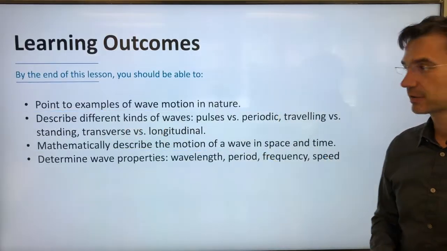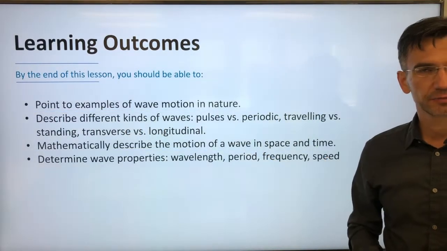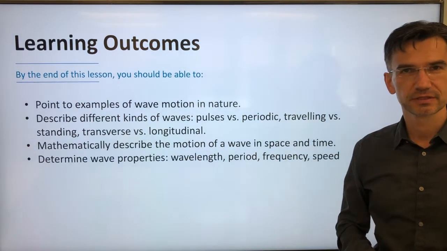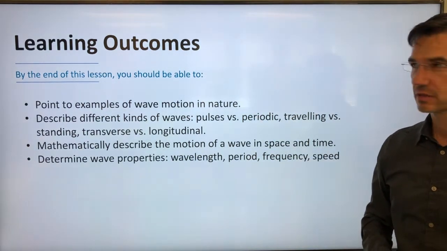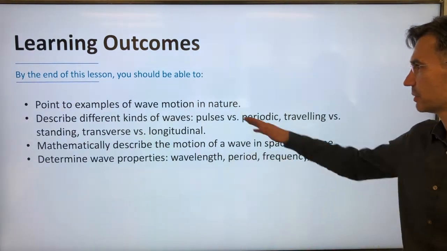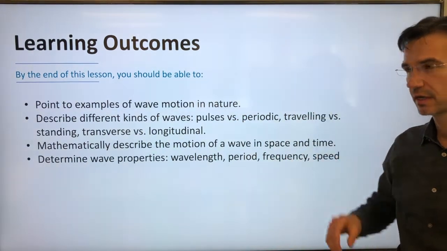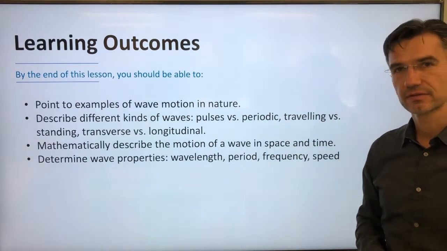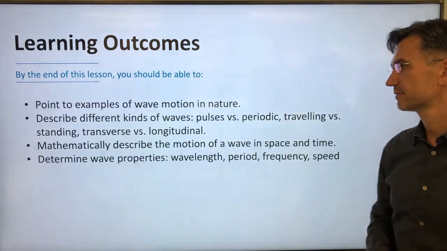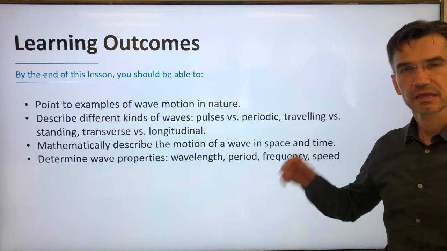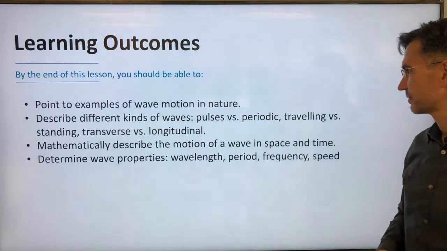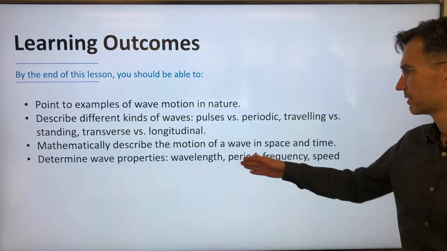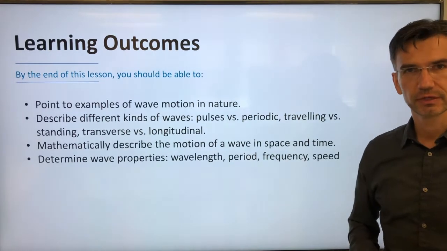So the learning outcomes for this lesson are to be able to point to examples of waves in nature and around you, to describe the various kinds of waves: pulses, so single peak versus periodic waves that repeat, traveling versus standing waves, and transverse versus longitudinal waves. We'll see how to mathematically describe the properties of waves in space and time, and we'll be able to determine them then. So wavelength, period, frequency, and speed of waves.